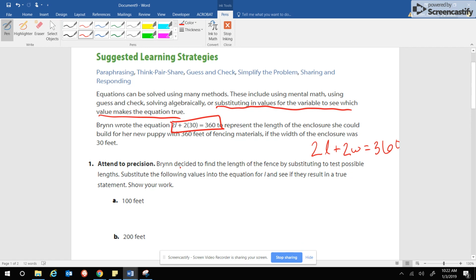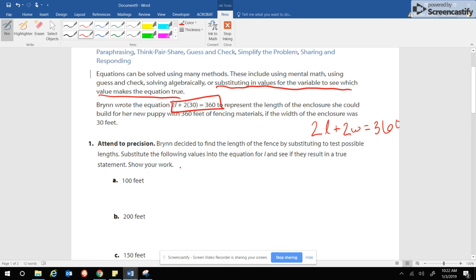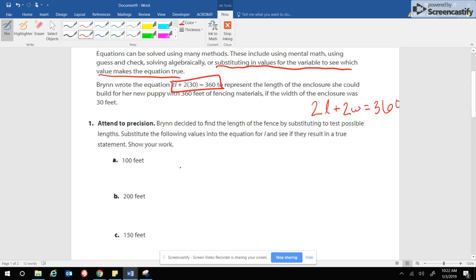We don't really know how to solve that yet to figure out what L equals, but number 1 right here says Bryn decided to find the length of the fence by substituting to test possible lengths. Substitute the following values into the equation for L and see if they result in a true statement. So she's basically picking some random numbers here, 100, 200, 150. And we're going to substitute them in and see if we end up equaling 360, because that's the key to an equation. They have to be equal on both sides. If they're not, then it doesn't work.